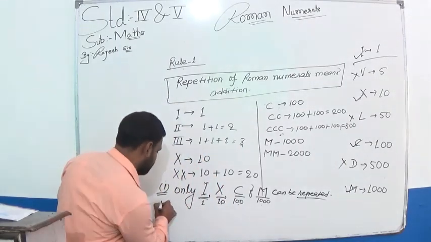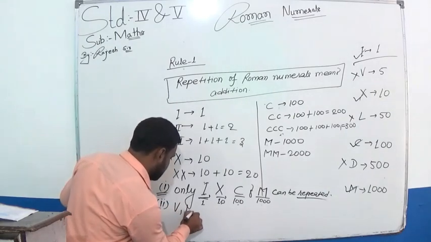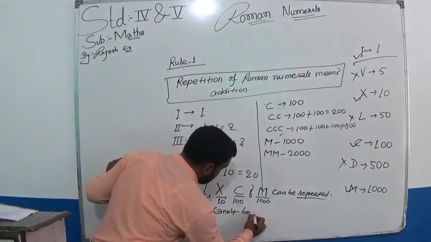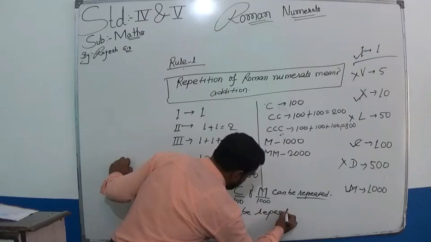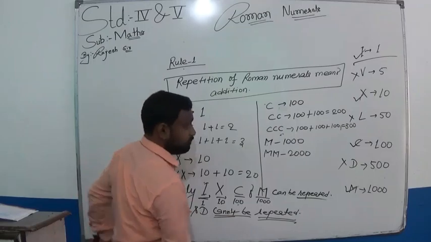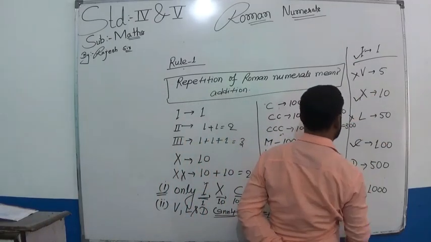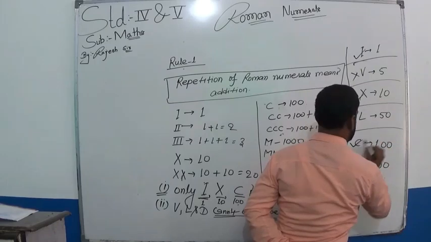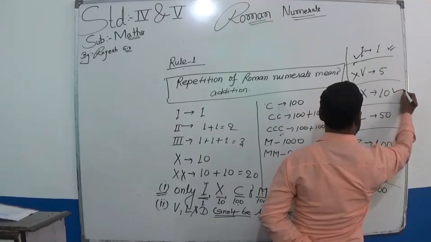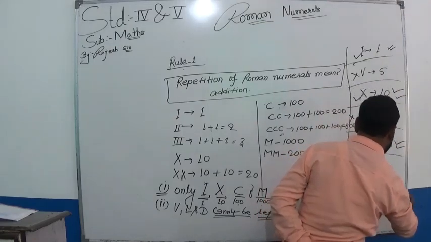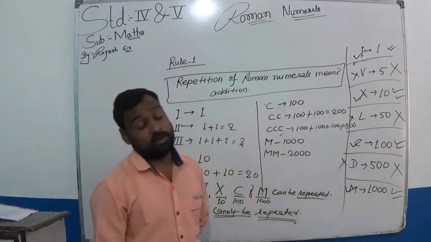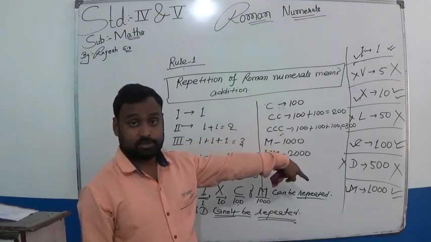That's caution number 2. V, L and D can't be repeated. We have 7 symbols in total, in which I, X, C and M can be repeated, and the rest 3, V, L and D, can't be repeated. Keep that in mind.